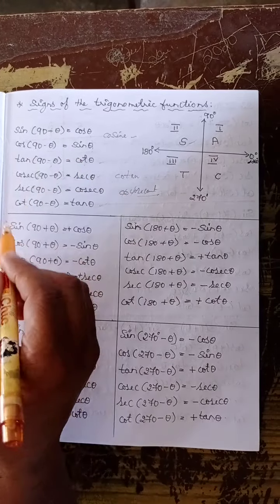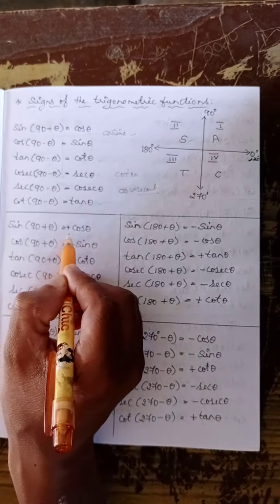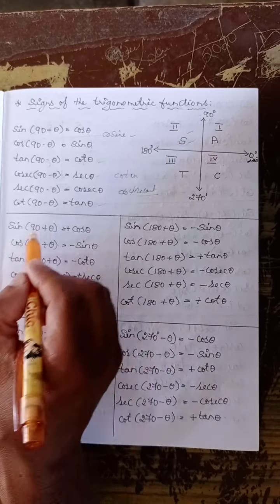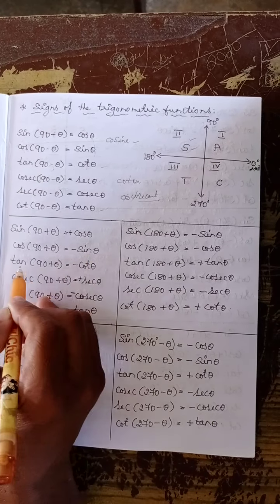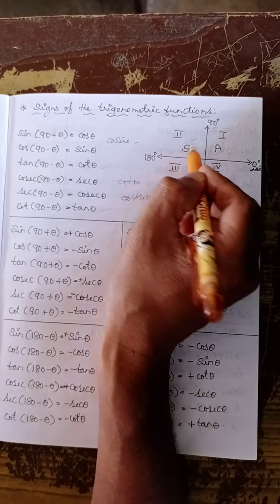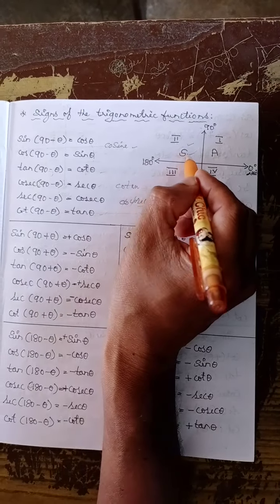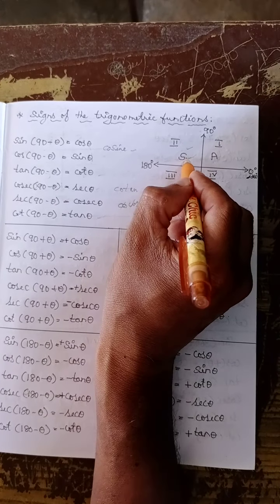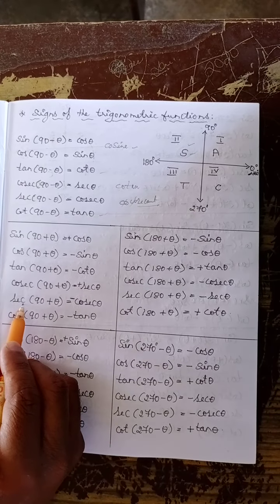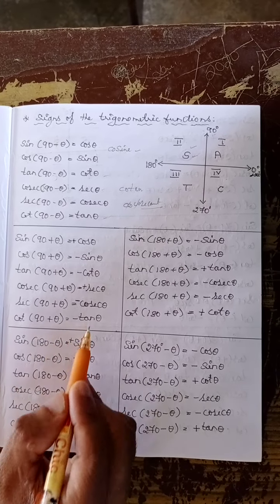But the complementary is the same. Sine of 90 plus theta: sine is positive in the second quadrant, so that is plus cos theta. Cos of 90 plus theta: cos is negative here, therefore it is minus sin theta. Tan of 90 plus theta: tan is negative again, only sin and cosec are positive, so it is minus cot theta. Cosec of 90 plus theta, cosec is what? Reciprocal of the sine function. Sine and its reciprocal are positive, therefore cosec of 90 plus theta is plus secant theta, and secant of 90 plus theta is minus cosec theta. Cot of 90 plus theta is also minus tan theta.